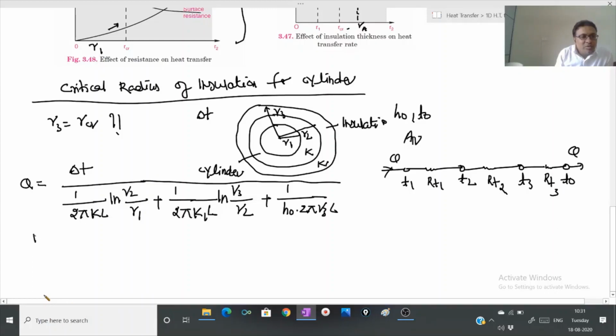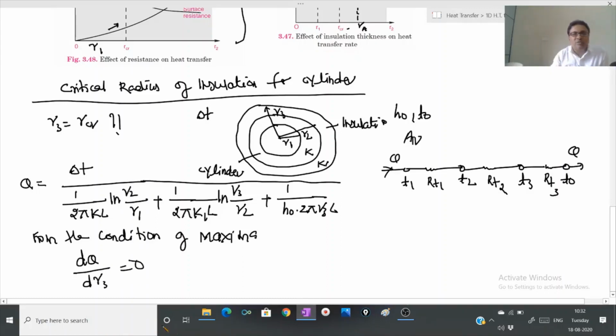So from the condition of maxima, what did we find out? At maximum radius, at critical radius, heat transfer rate is maximum. So from the condition of maxima, heat transfer rate will be maximum, that is, the derivative of the rate of heat transfer with respect to R3 will be 0.